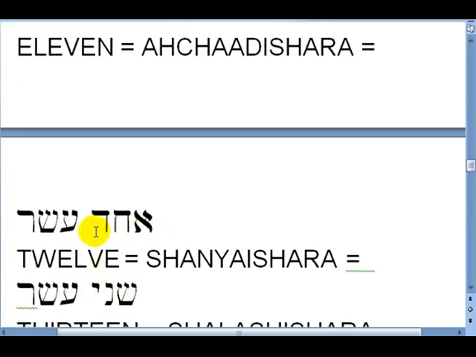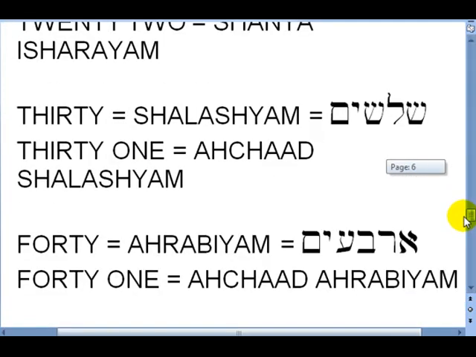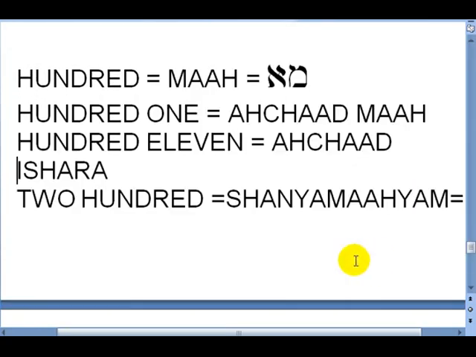Yep, akad Aishara, right? That's 11. Akad Aishara is 11, right? Here, akad Aishara, which is 11, and then you put the ma'ah at the end, which is 100. So it's 111. So in other words, so you could understand, it would be 111.